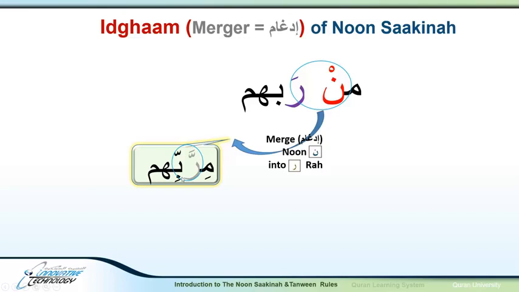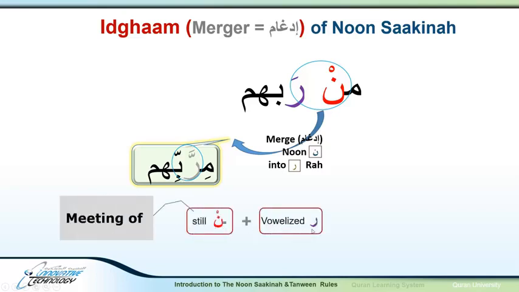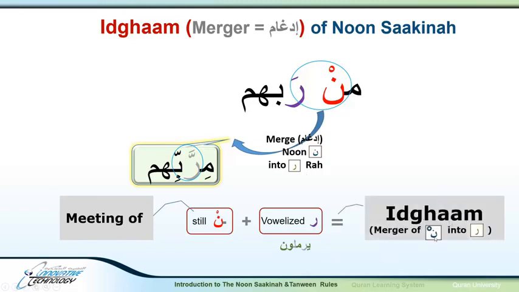Mir rabbihim. So, the meeting of a still nun with a vowelized ra, or any of those letters, would also have the same rule of idgham, resulting in idgham, the merger of the nun into the following letter, which is a ra in this case.